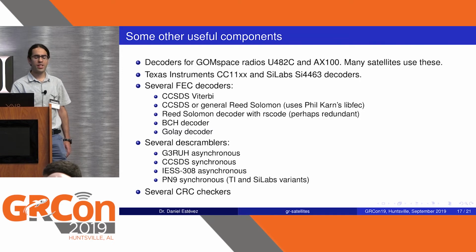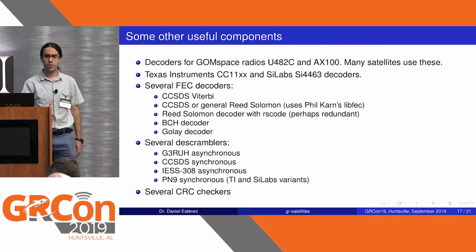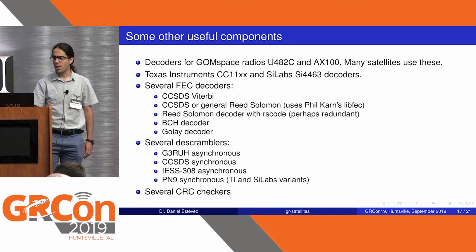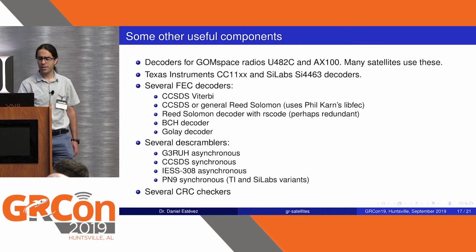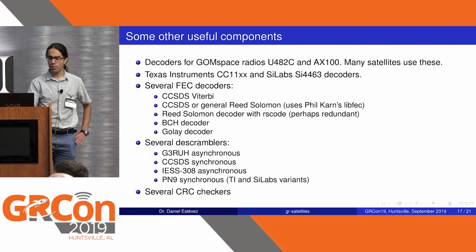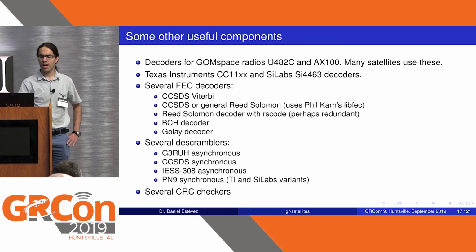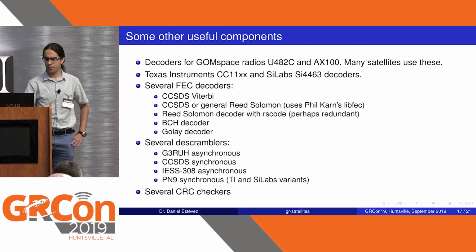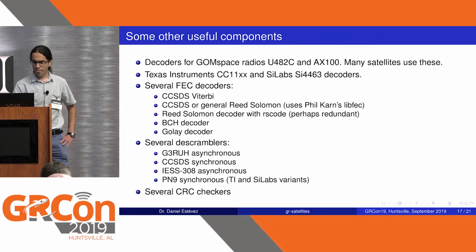Of course, there are several forward error correction decoders: CCSDS, using Phil Karn's very nice libfec, and also RS code, which is probably redundant, since the same kind of decoding could be done using Phil's libfec. Also a BCH decoder, Golay, and so on. And there are several descramblers for use with protocols, and CRC checkers for CRC16, CRC32, etc.